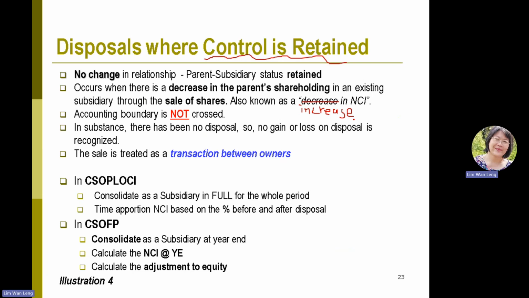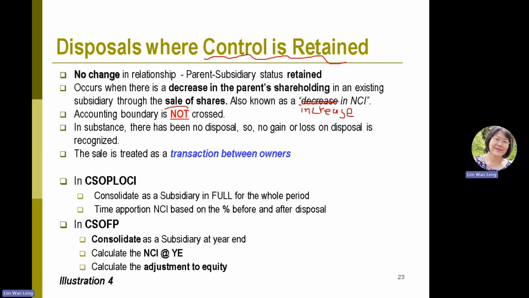Okay, because the parents' shareholding decreases, it must be the opposite. Parents' holding decrease means an increase in the NCI. So you just update this. I think I must have copied from the acquisition, step acquisition.